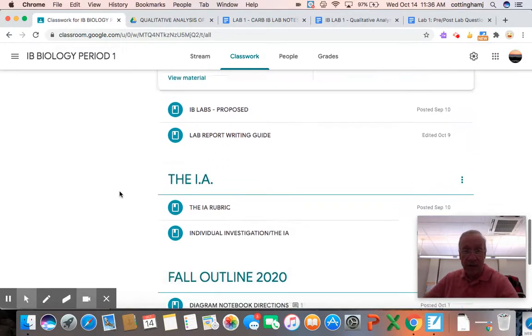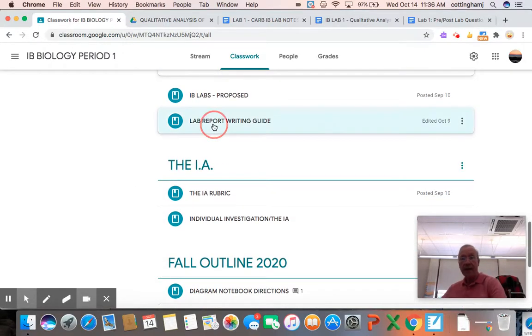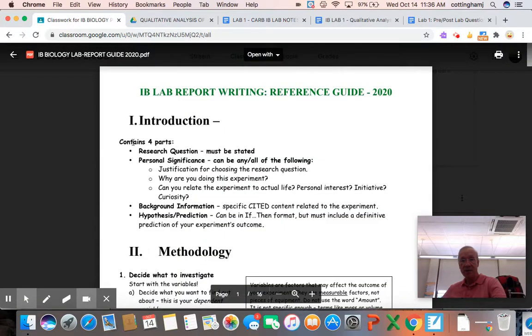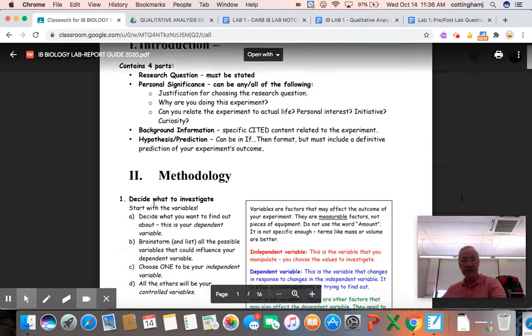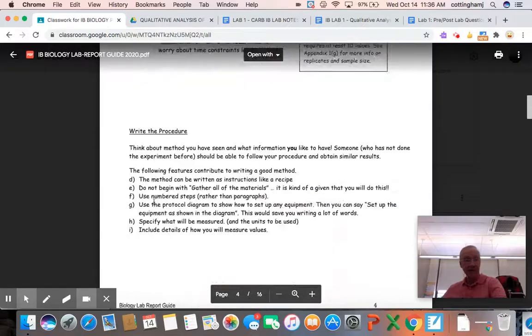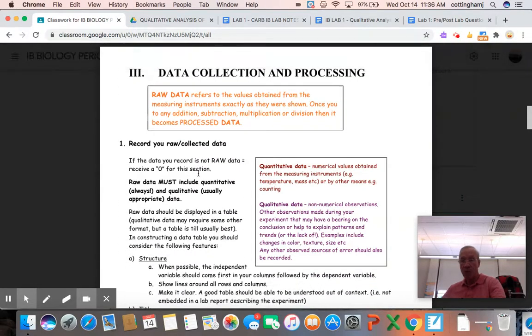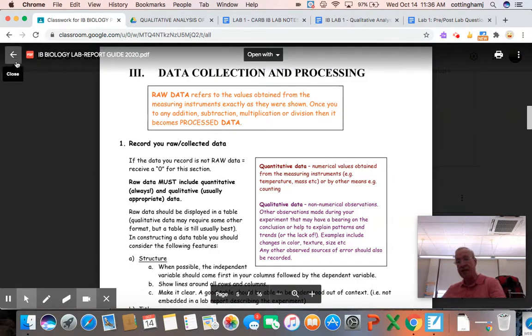For those of you needing more direction for writing a lab report, remember, you have your lab report writing guide, which will go into detail, especially the data collection and processing information about how to write it, how to make a data table, what is raw data, qualitative versus quantitative, all right, for any particular lab that you want to do. So you go to the section that you need, and you pick out of that section.